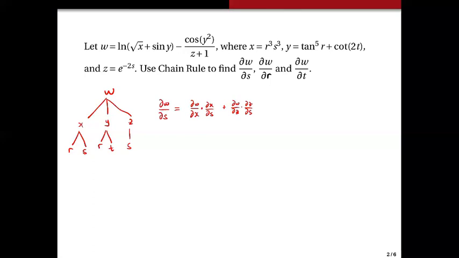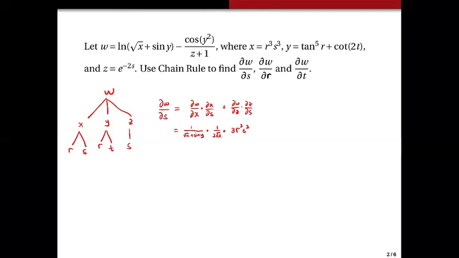So let's do this part here, partial w with respect to x. This guy here does not have any x, so this disappears. For this, we will have 1 over the square root of x plus sine y, and then by chain rule, we multiply this by 1 over 2 square root of x. And then partial of x with respect to s: everything is multiplied by 3r cubed s squared.